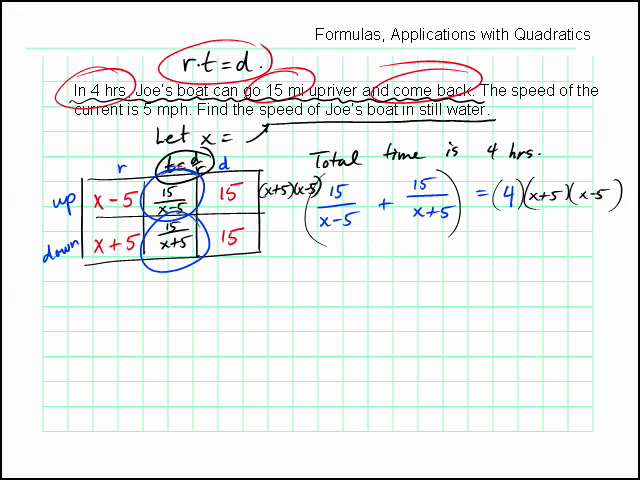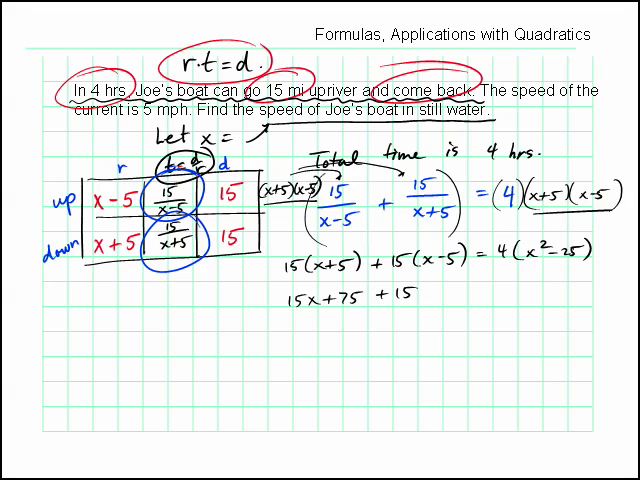Now I distribute this times this term. The x minus 5's cancel, and leaves you with 15 times x plus 5. Distributing over here, x plus 5's cancel, leaves you with 15 times x minus 5. And over here, if I multiply those together, I got 4 times x squared minus 25. I've eliminated all the fractions, but I still have to distribute again. 15x plus 75 plus 15x minus 75 equals 4x squared minus 100.